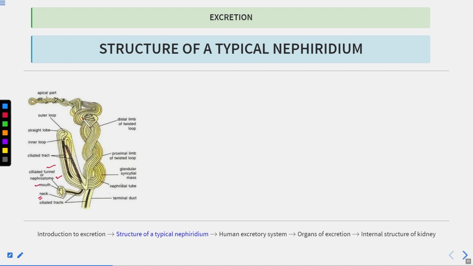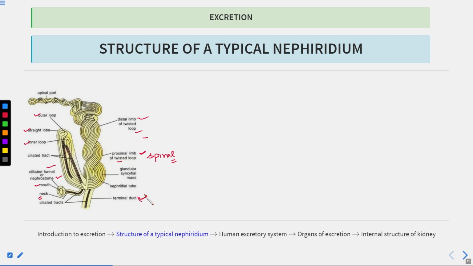Then you can see the body is divided into the straight lobe and the spiral lobe. We have already discussed that the body was divided into the straight lobe and the spiral lobe, also known as the spiral loop. Here you can see this is the inner loop, and here is the outer loop. We also discussed the proximal limb and the distal limb present in the spiral lobe. Here you can see the distal limb of the twisted lobe and the proximal limb of the twisted lobe. So this twisted lobe is known as the spiral lobe or the spiral loop. Then here you can see the terminal duct. In the end we were talking about the terminal duct.